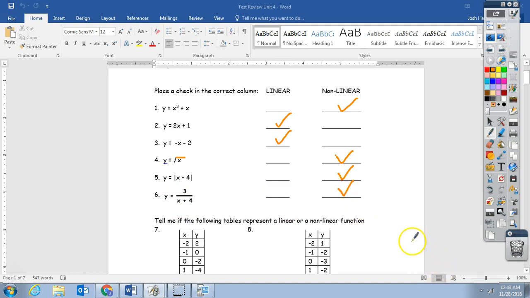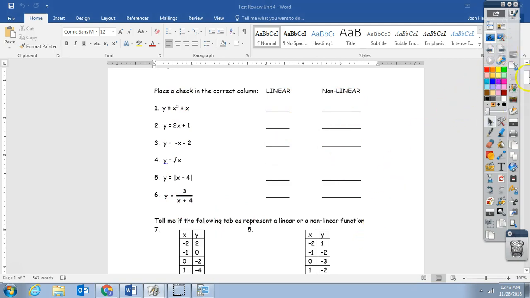You should be able to look at it because it should have x and y raised to the first power, and it does not have a variable in a radical. It does not have a variable in the absolute value. It does not have a variable in the denominator of a fraction. That's how you tell if something's linear or not linear, by looking at the function.